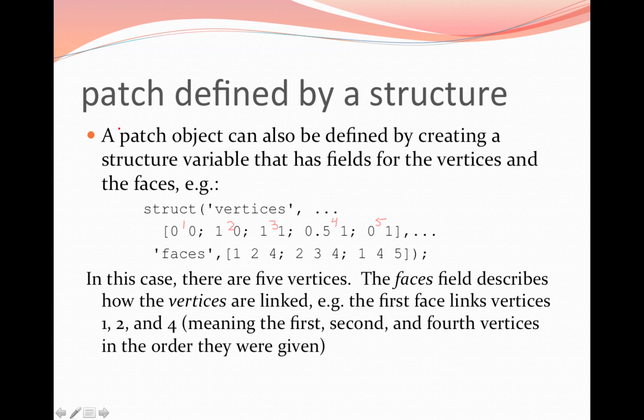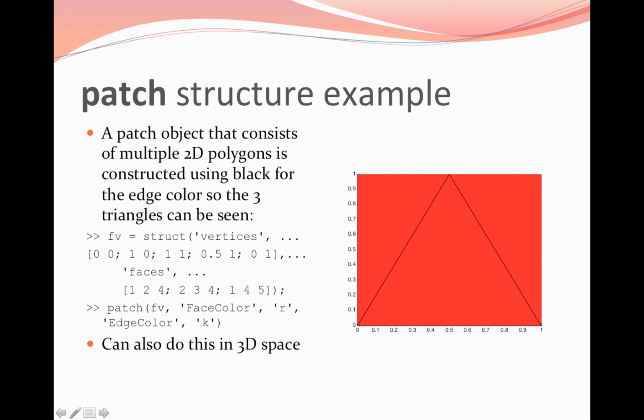So this says connect up point 1, whatever that is, that was the point 0, 0, to point 2, which is the point 1, 0, to point 4, which was 0.5, 1. So it defines a triangle as that face. And then the second one is connecting up points 2, 3, and 4, and the third face is connecting up points 1, 4, and 5. So we create this structure variable, and then once the structure variable is created, we can pass that to the patch function.